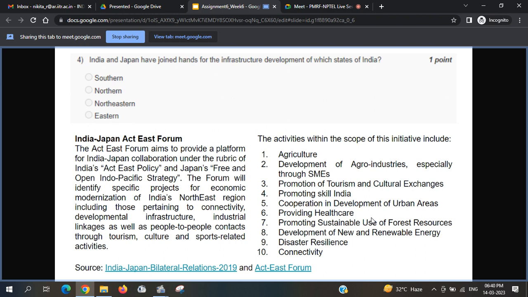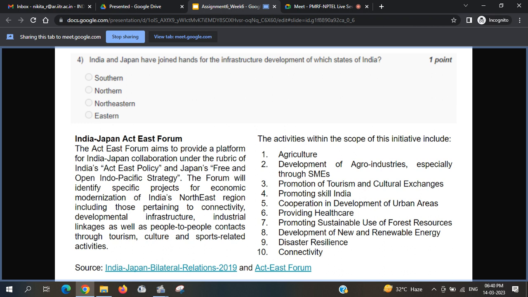So the next question is: India and Japan have joined hands for the infrastructure development of which states of India, and you are given 4 options. It does not say one particular state, but it gives you regions. So is it the southern states, is it the northern states, is it the northeastern states, or eastern states?